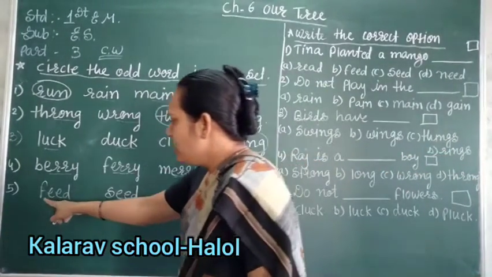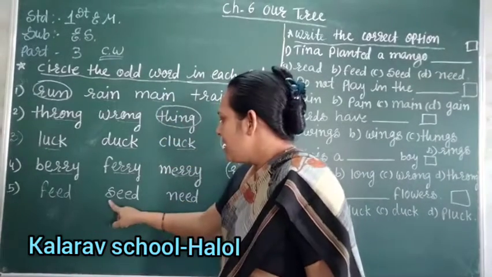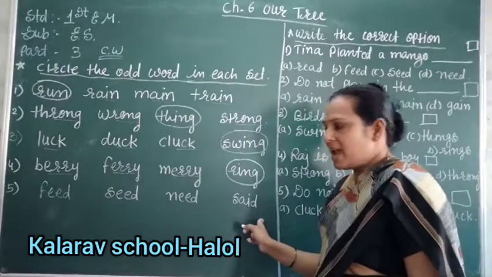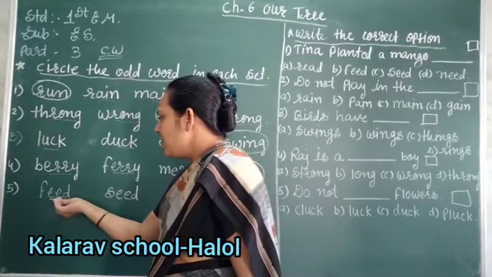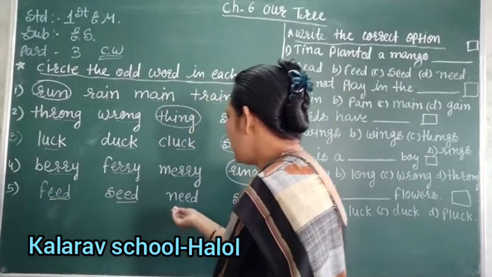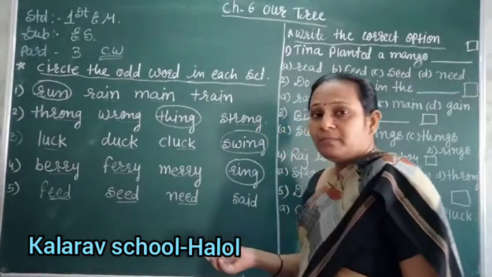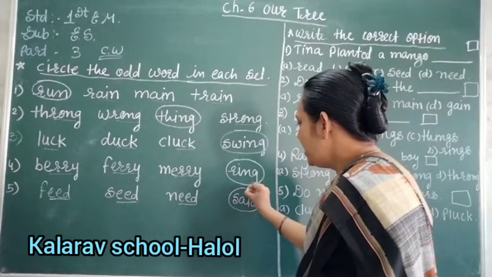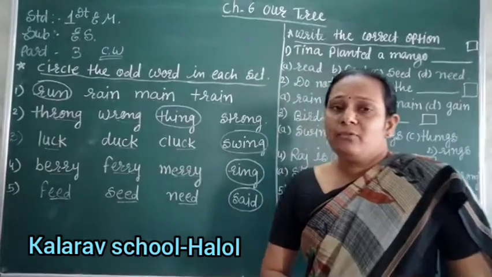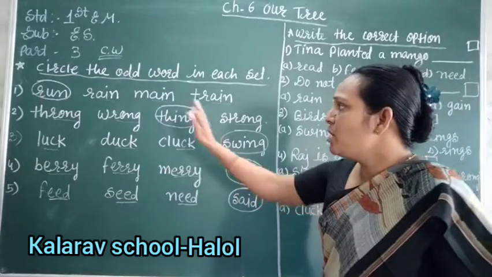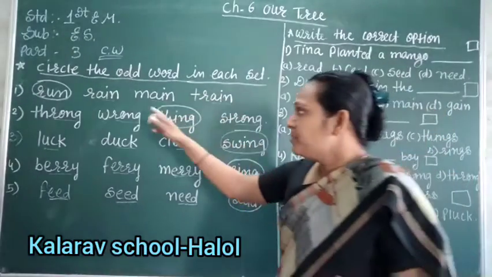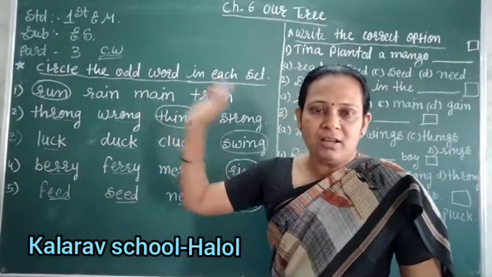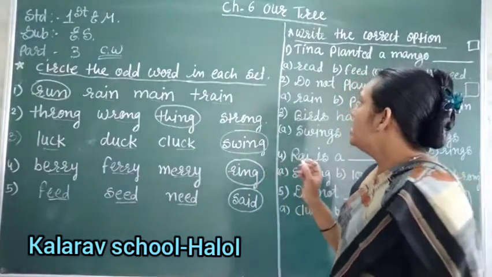Right? Now five number. F-double-E-D, feed. S-double-E-D, seed. N-double-E-D, need. And S-A-I-D, said. So here is double E D, here is double E D, and here is also double E D. So this one is the same, and we have to circle S-A-I-D, said. Okay, understand children? In the examination, you have to compare like I taught you, and then circle the different word, the odd one. Okay, clear?